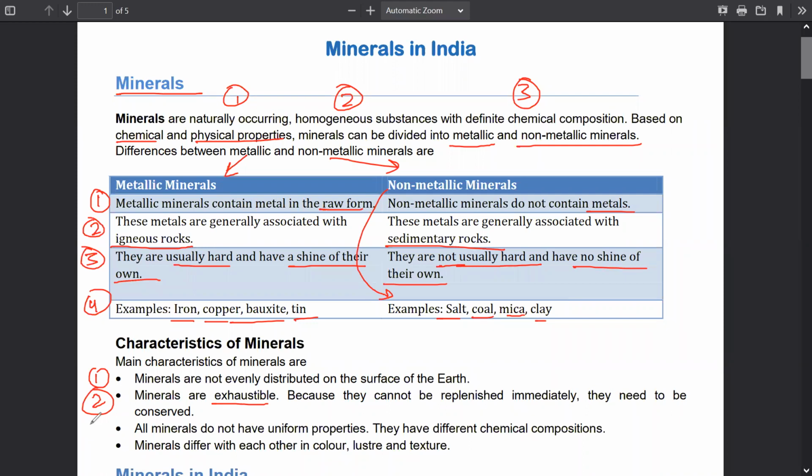The third point, all minerals do not have uniform properties. They have different chemical compositions. And finally, the fourth point, minerals differ from each other in color, luster, and texture. They may be solid or liquid, they may be black or yellow, they may shine or not shine, etc.